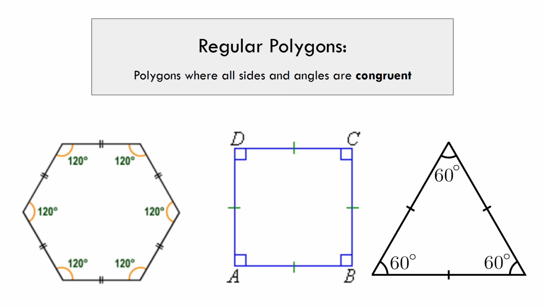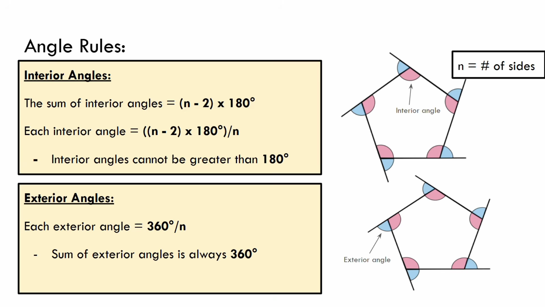Okay, so regular polygons are just polygons where all sides and angles are congruent to each other. Here are just some angle rules. So interior angles, the sum of interior angles is equal to the number of sides minus 2 times 180 degrees. Each interior angle is just equal to the sum of interior angles divided by the number of sides. And you want to remember that interior angles cannot be greater than 180 degrees.